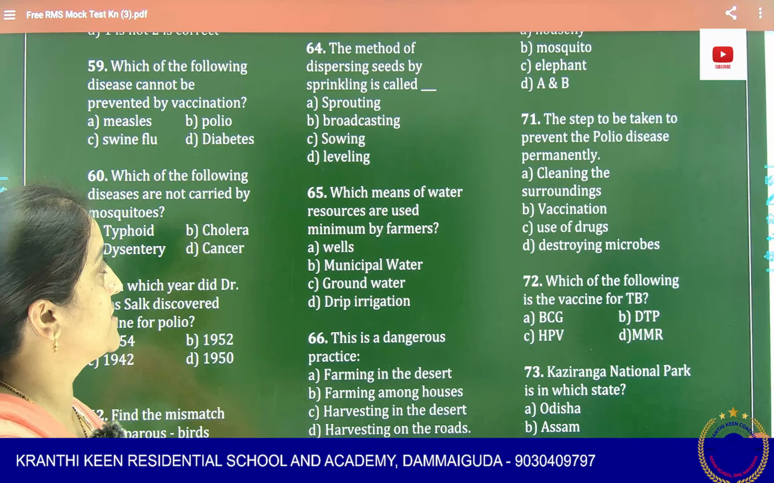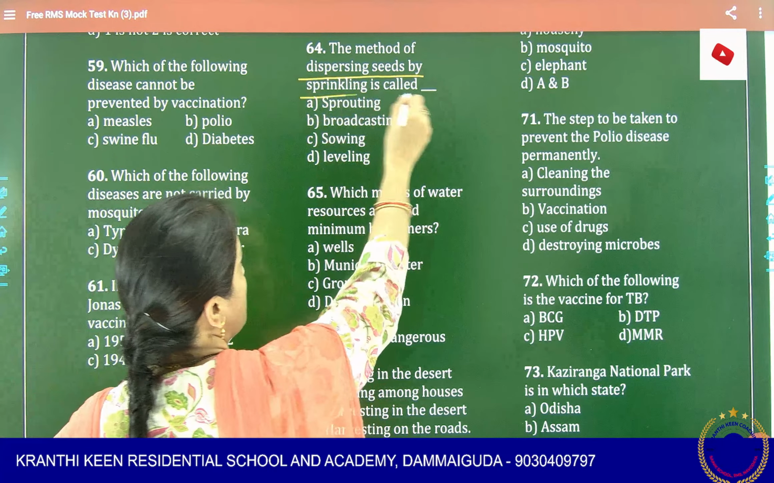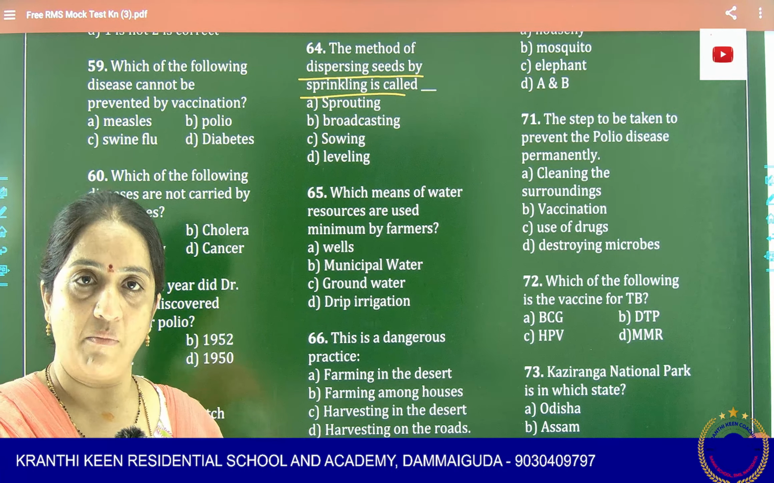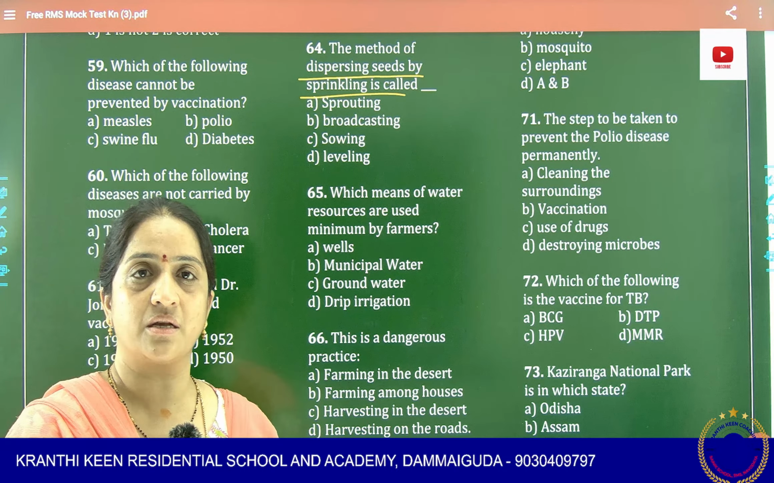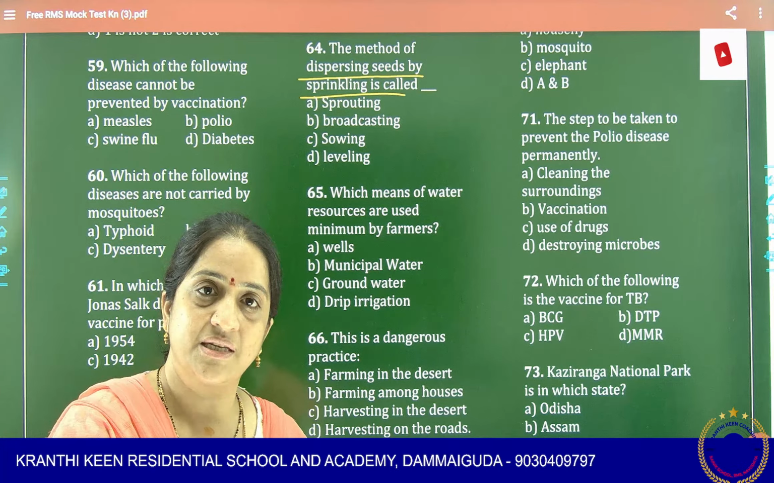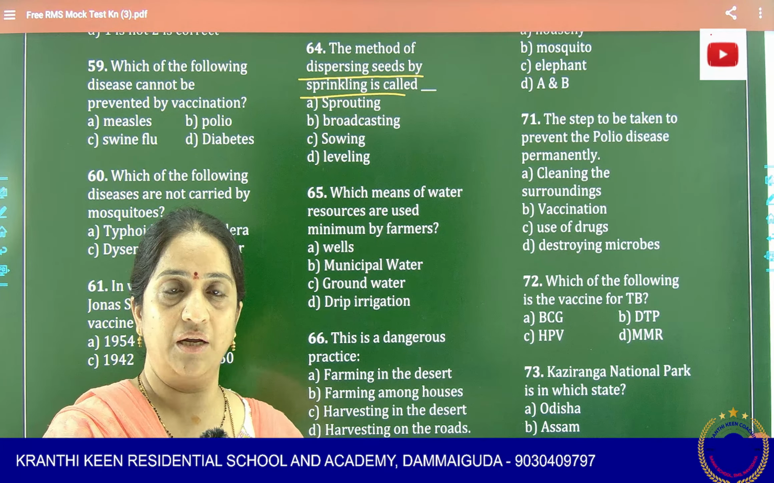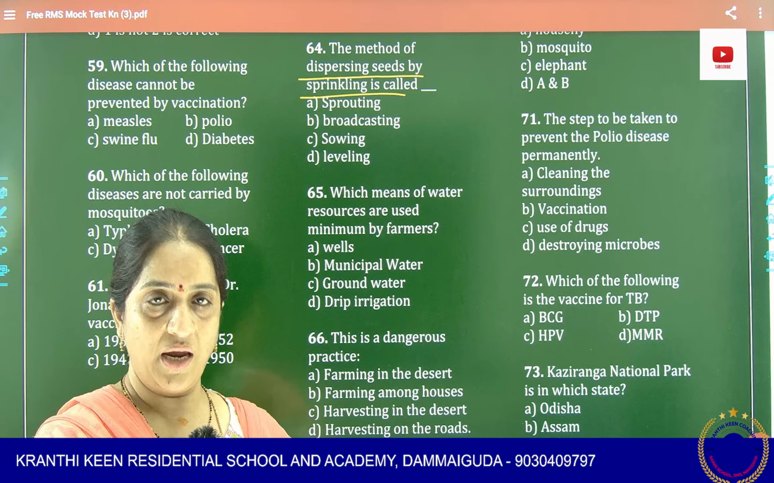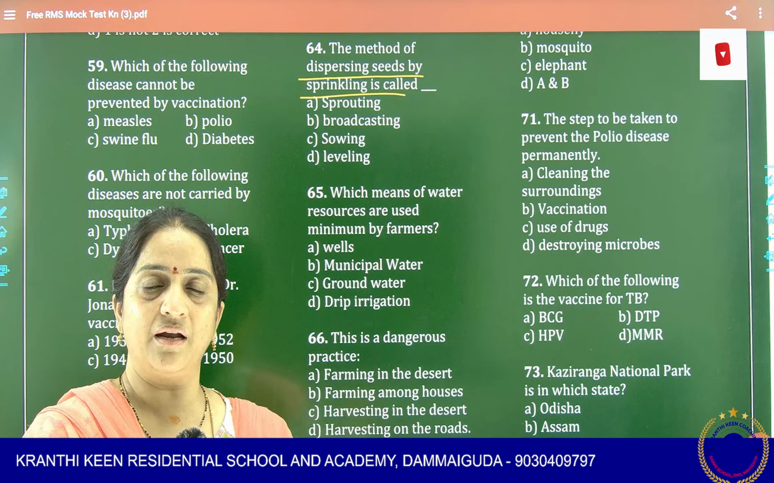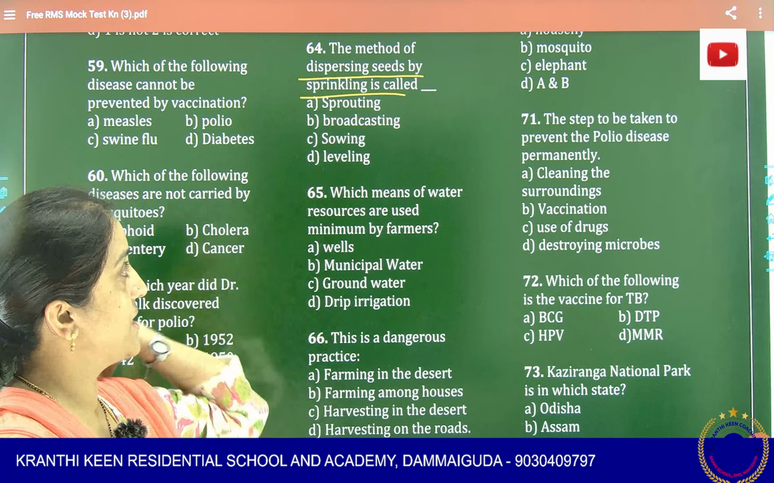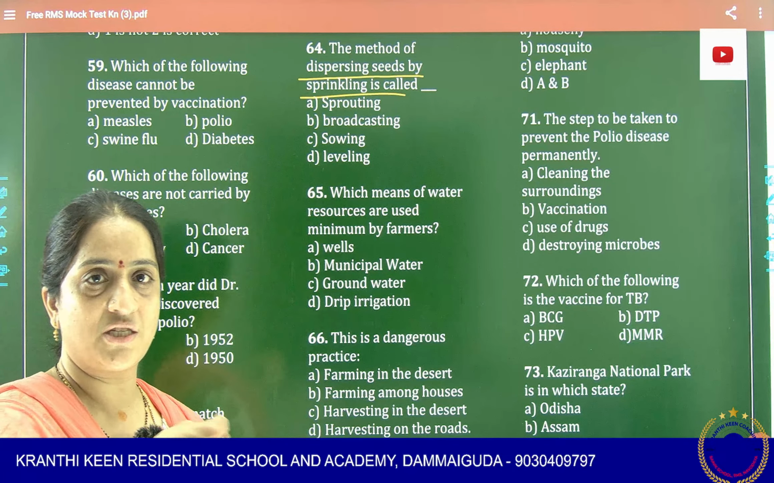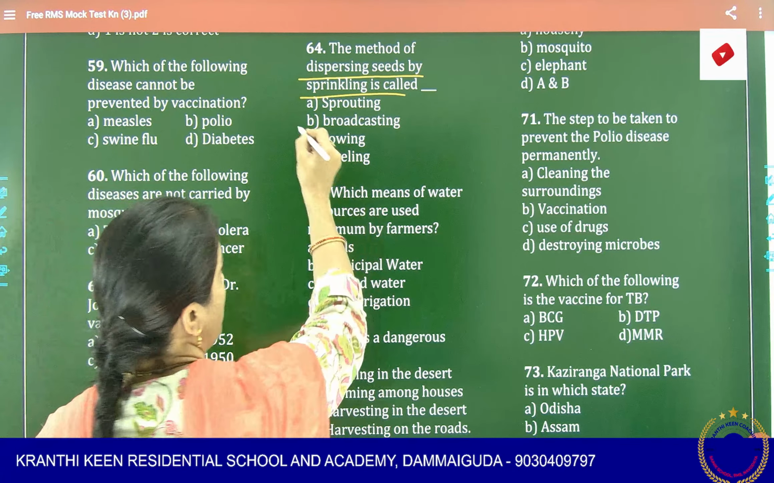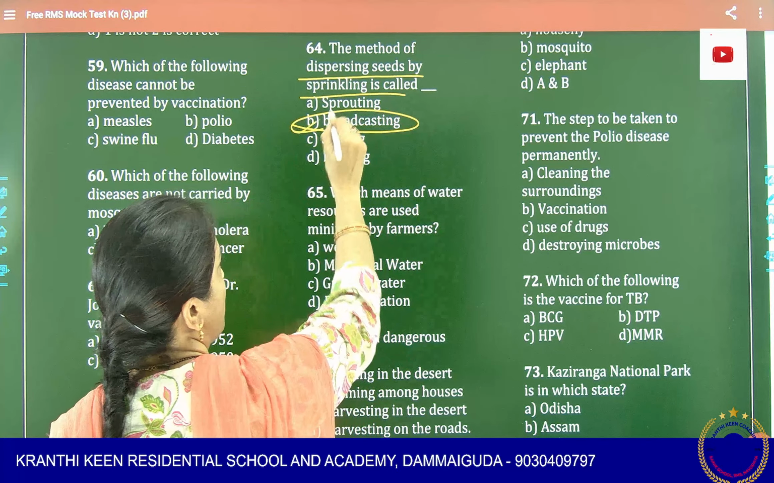The method of dispersing seeds by sprinkling. This is an agricultural practice by the farmer. Before sowing the seeds, he plows the land, he levels the land, and he sows the seeds. Here sowing the seeds is done in different ways. What they are asking is sprinkling of seeds, just by spreading or throwing the seeds, which is called broadcasting. The right answer is broadcasting.